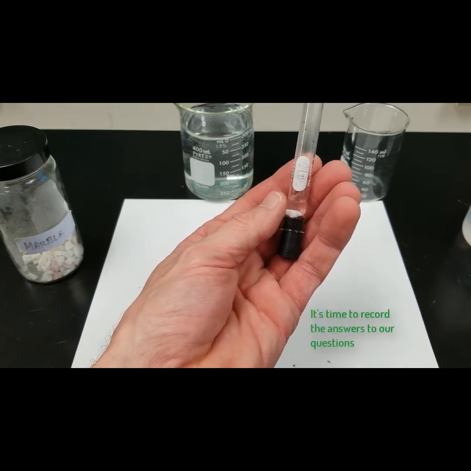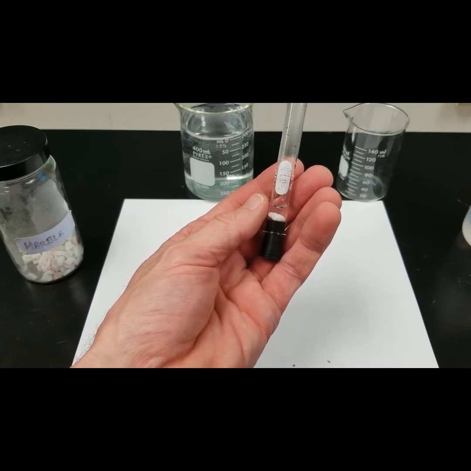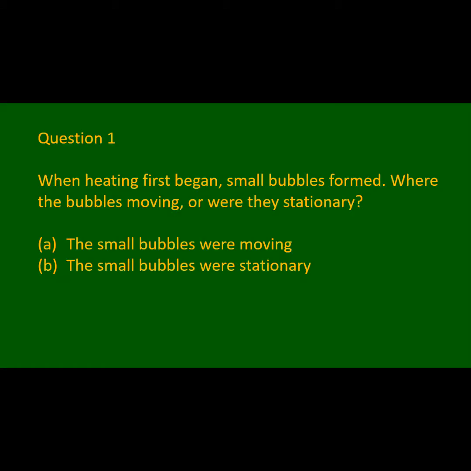It's time to record the answers to our questions. Question 1. When heating first began, small bubbles formed. Were the bubbles moving or were they stationary? A. The small bubbles were moving. B. The small bubbles were stationary.